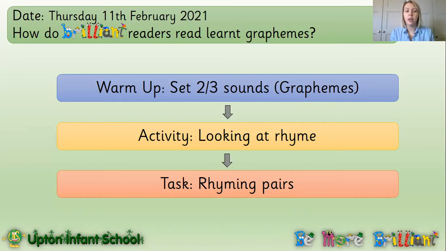So for our warm-up, we're going to be looking and comparing some set 2 and 3 sounds. And that's where our graphemes will come in, and I'll talk to you about that in a moment. Then after that, we're going to be looking at rhyme in the poem that we read yesterday, Raw. Then for our task to finish off, we're going to be doing a game together of rhyming pairs.